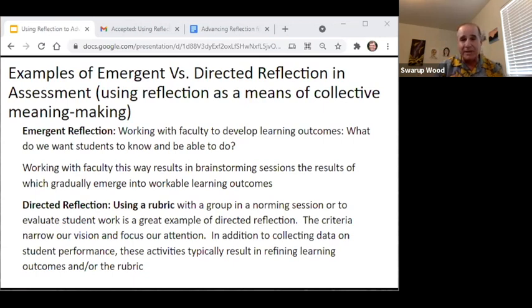And right now, Dan, we're going to shift, and Dan's going to take you into some great examples of ways to engage faculty in assessment practices like this.